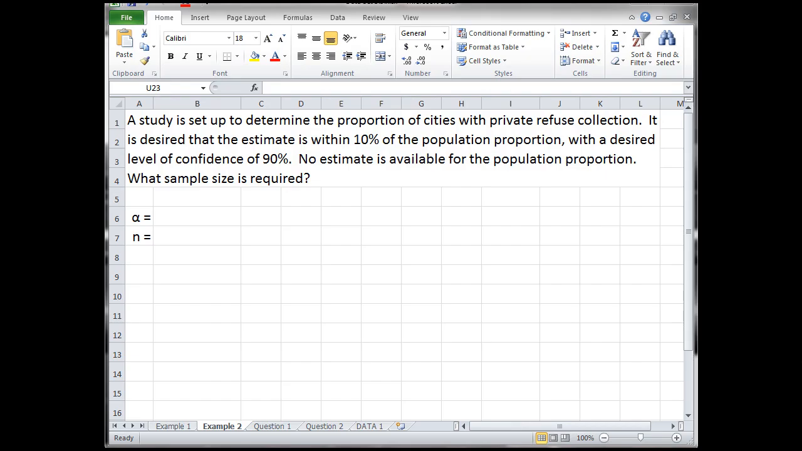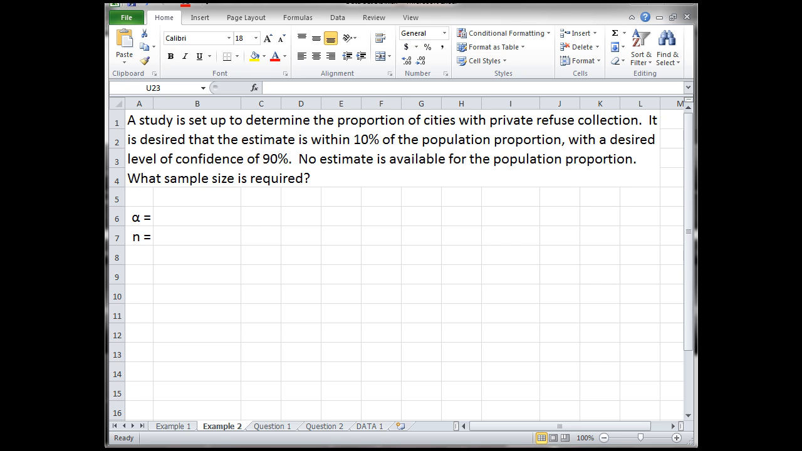So again, what we'll do here is quickly go through the same question that we did by hand, simply using the Excel functions instead of the standard normal tables. So ask what sample size is required. We are definitely doing a sample size question. It is a sample size question about proportion.